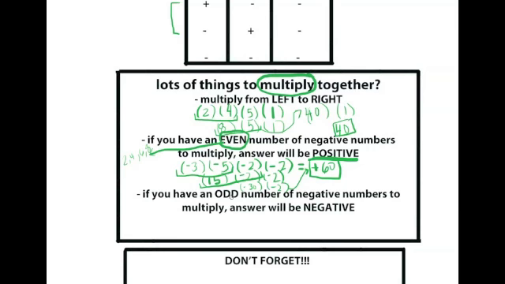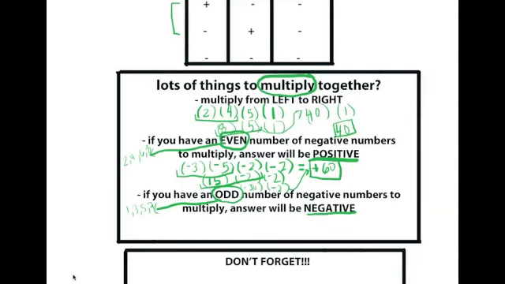Likewise, if you have an odd number of negative numbers, so remember odd would be like 1, 3, 5, 7, so an odd number of negative numbers, you're going to end up with a negative answer. So let's look at an example here. Maybe let's use those same four numbers I used in the above one here.